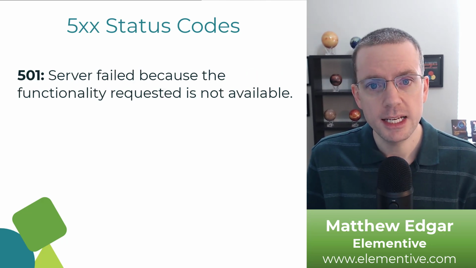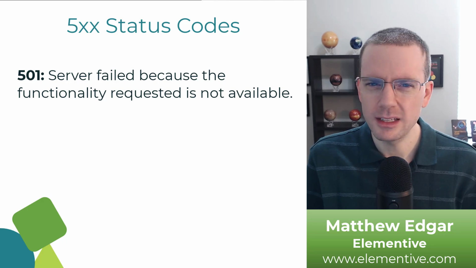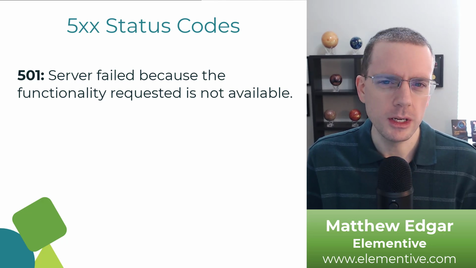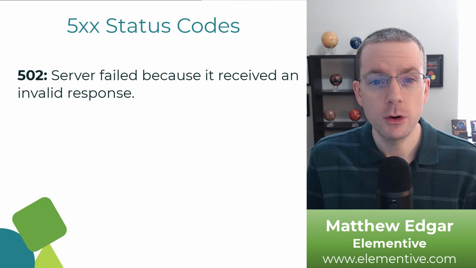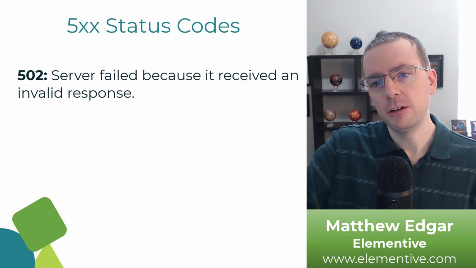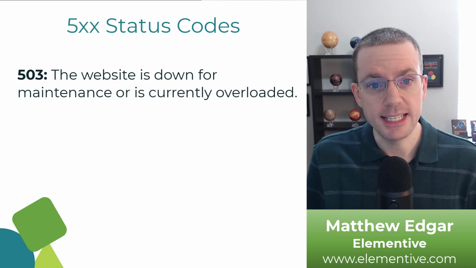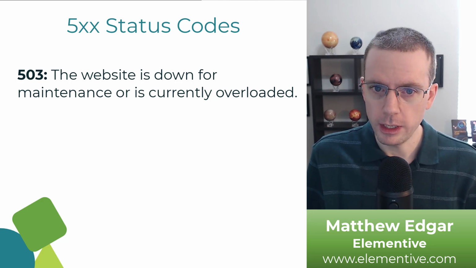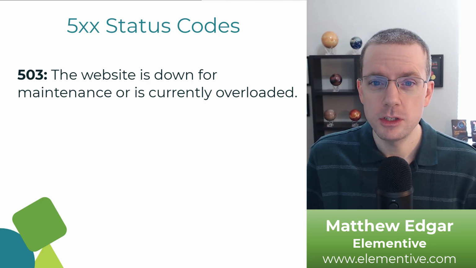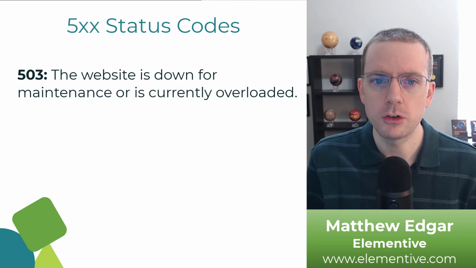A 501 indicates that the server failed because the functionality requested isn't available yet. This isn't very commonly used. It's not explicitly supported by Googlebot or clear if they do anything specifically with it. A 502 indicates the server received an invalid response. For example, Cloudflare received a request for a file, but they couldn't fetch that file from the website's server. A 503 indicates the website is down from maintenance or is currently overloaded. This is the most common status code to use for server errors, and in almost all cases should be the status code that you are using for server errors.